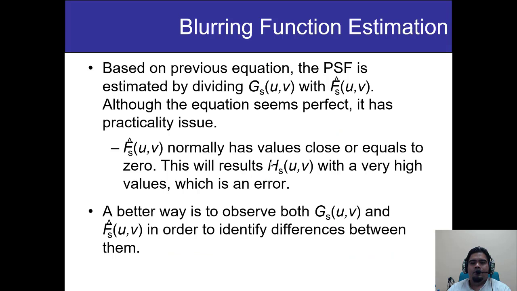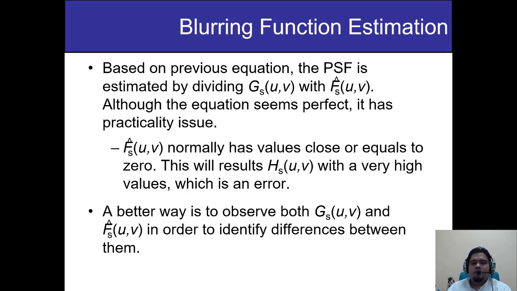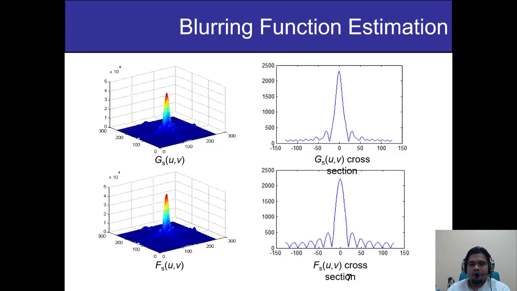Instead of dividing directly like that and getting the wrong result, what you need to do here is observe both GS and FS better in order to identify the difference between them. Meaning that instead of dividing, you need to look into these two signals, which are the cross sections of this one. It doesn't matter whether you look here or here, but it's better to look here because it's more meaningful.